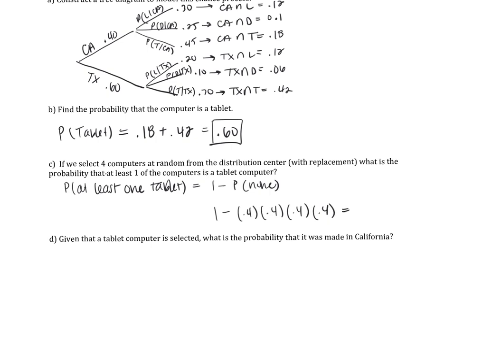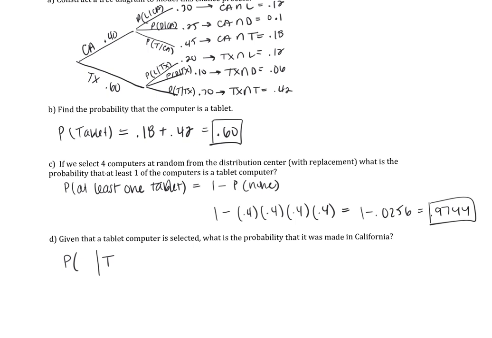When you're looking at least, it's easier to look at 1 minus the probability of 0. This is 1 minus 0.0256. That's 0.9744, 97.4%, which makes sense. At the bottom, it says probability given that a tablet computer is selected.